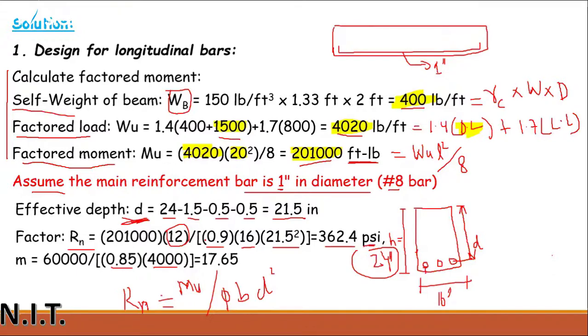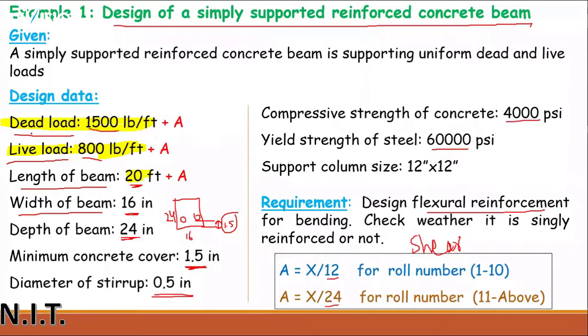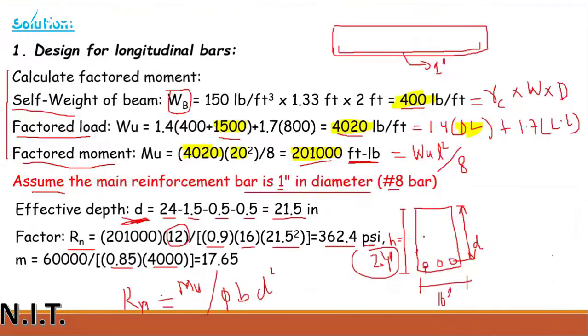Let me repeat the numerical: dead load, live load, length of the beam, width of the beam, depth of the beam, minimum concrete cover and diameter of the stirrup are given to you. Compressive strength and yielding strength of steel are also given. What we need to calculate? We need to calculate flexural reinforcement and shear reinforcement.